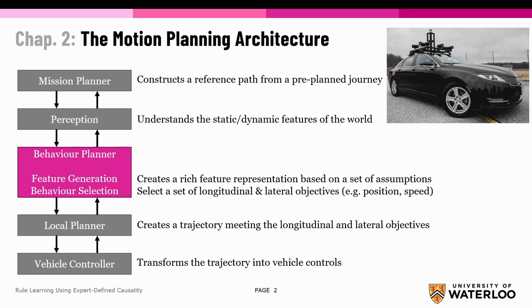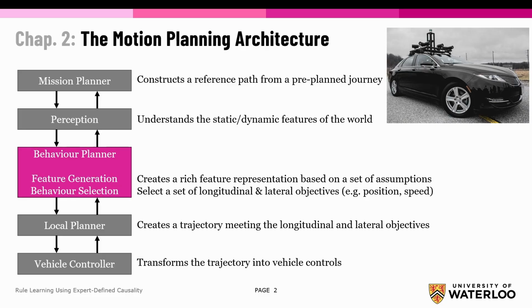Then it gives that to the perception module, and the perception module's responsibility is to understand all of the static and dynamic features that are not included in the map, such as the vehicles, the pedestrians, but also the light signals that are controlling us. Then all this information is passed to the behavior planner, which in my thesis I decompose into 2 modules, a feature generator and a behavior selector.